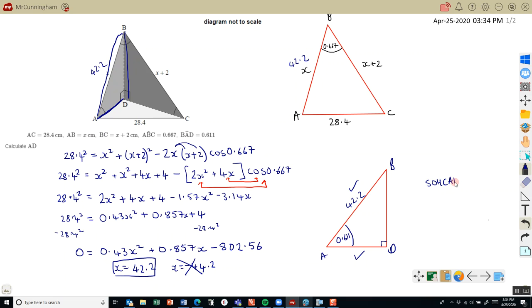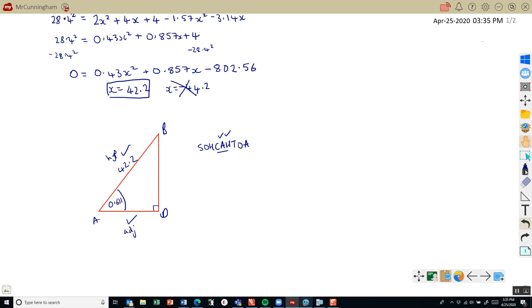We're going to use SOHCAHTOA. Okay, so you've done the hard work. This is the hypotenuse. This side would be the opposite, because it's opposite the angle. This is the adjacent. We're going to use cos. So cos of the angle, 0.611, is equal to adjacent over hypotenuse, adjacent, which is AD, over hypotenuse, which is 42.2. AD is what I want to work out. So how do I get rid of the dividing by 42.2? Well, I multiply both sides by 42.2. And that will give me the value of AD.